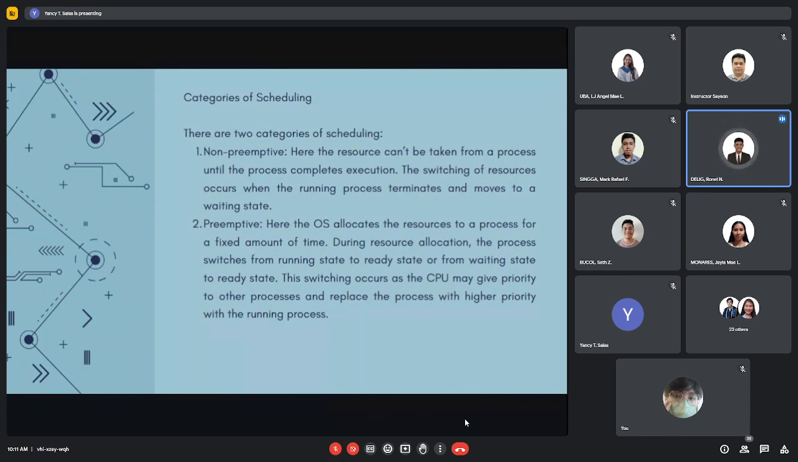And the second is preemptive. Here, the OS allocates the resources to a process for a fixed amount of time. During resource allocation, the process switches from running state to ready state or from waiting state to ready state. This switching occurs as the CPU may give priority to other processes and replace the running process with a process of higher priority. So in preemptive, we swap processes because there is another higher priority process.